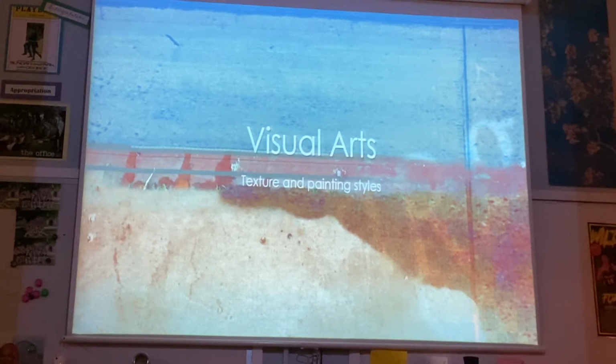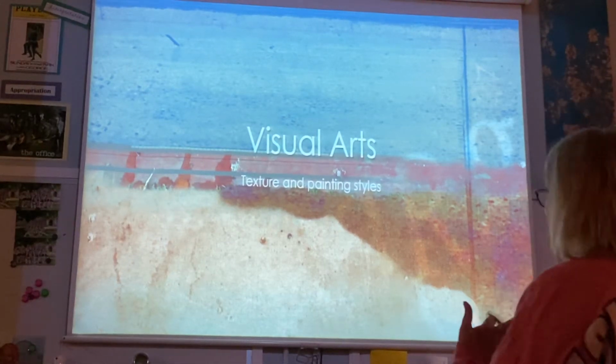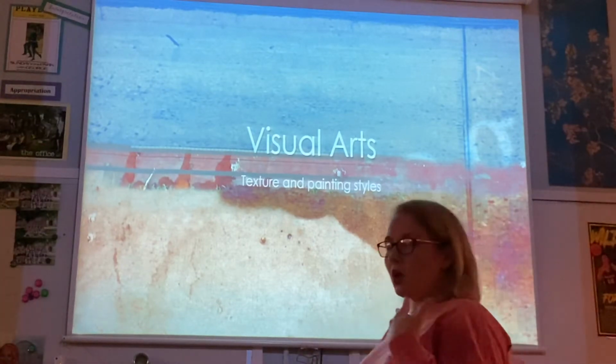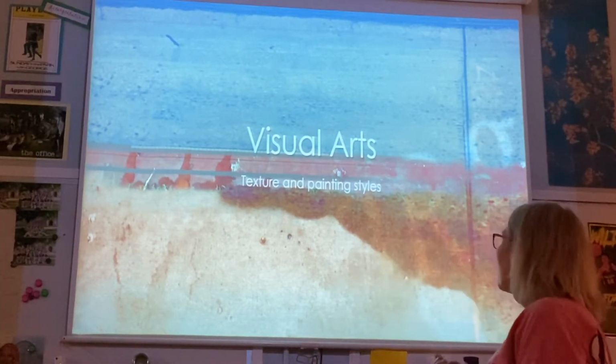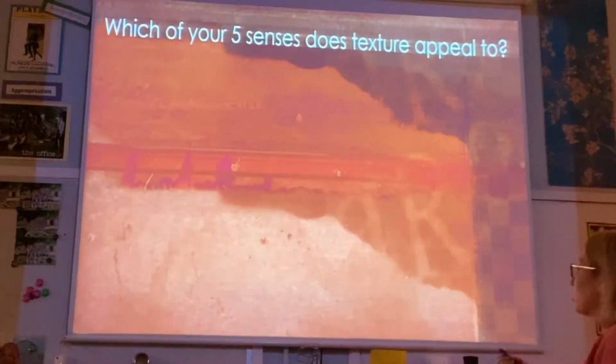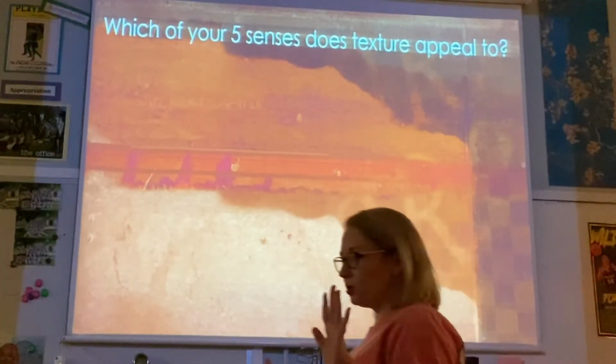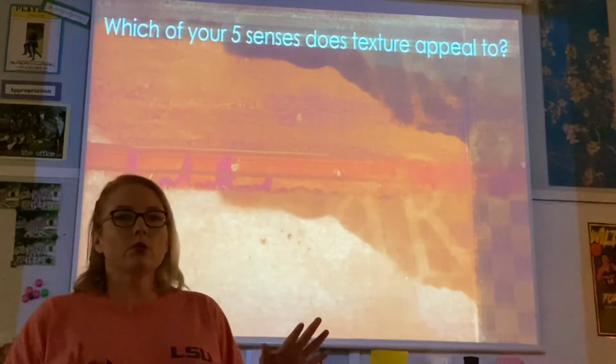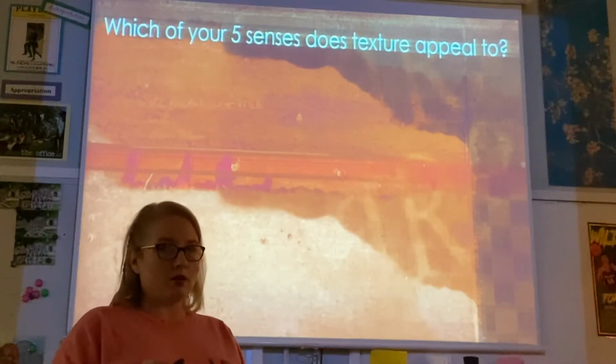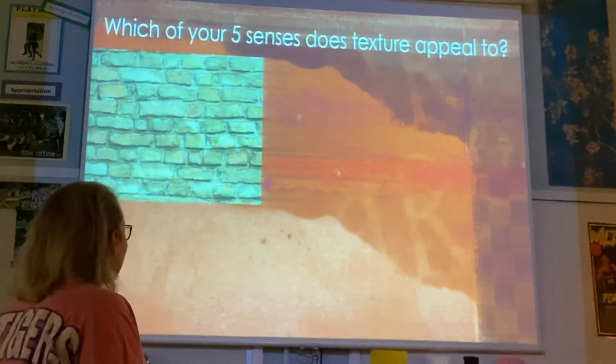All right, part 3. So we talked about lines, we talked about shapes, we talked about colors. Let's talk a little bit about texture and some painting styles. So which one of your 5 senses does texture appeal to? What do you want to do to it if you see something all rough and bumpy? Well, you kind of want to touch it, right?